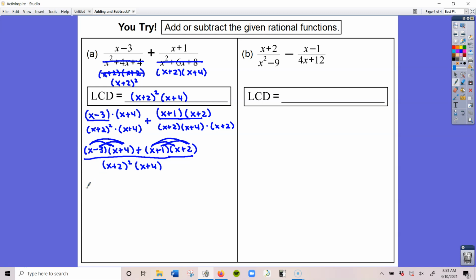So when we multiply x minus 3 with x plus 4, we get x squared plus 4x minus 3x minus 12. Plus, now we're going to distribute these factors. X squared plus 2x plus x plus 2. And everything is over the LCD.